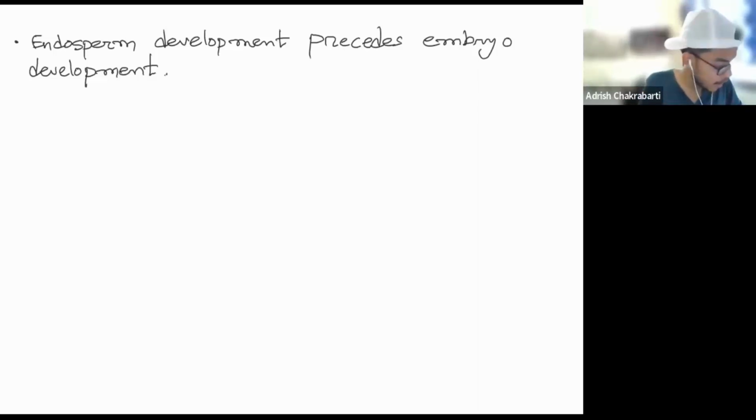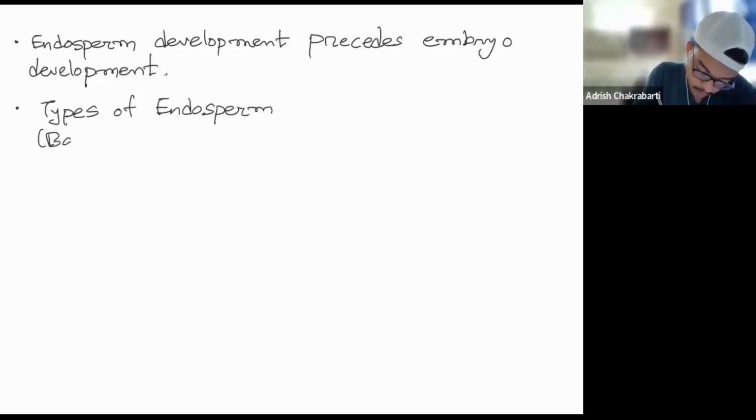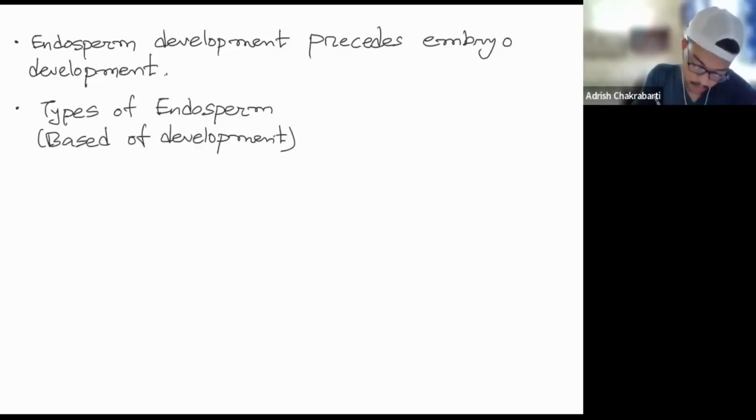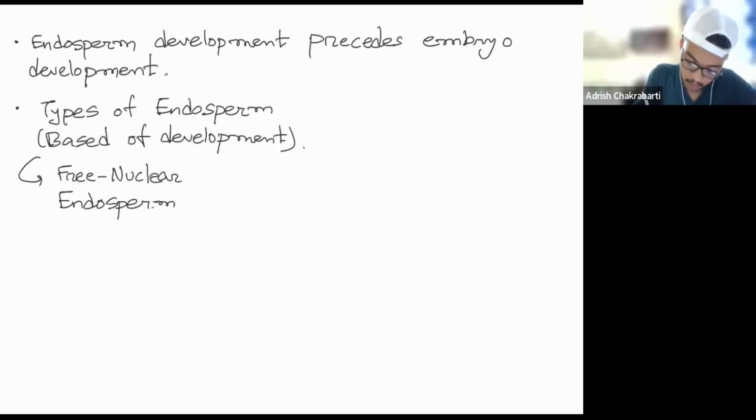Next we have the types of endosperm based on development. The first one is free nuclear endosperm. You will find the mention of all these terminologies in NCERT, and I will discuss all of them. I am not a big fan of writing definitions throughout. I mention the primary important points, which would be sufficient for you to understand the concept. So what is happening in free nuclear division? Let me just draw the diagram.